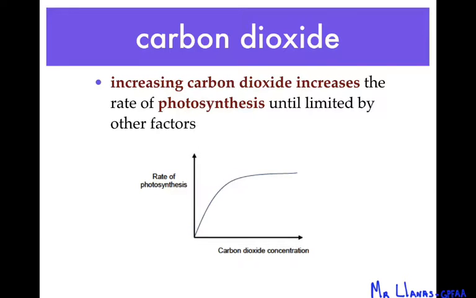And you can see that. As you increase the light, it's going to go up, but then it's going to level off, and eventually it can come down because it's damaging the chloroplast.